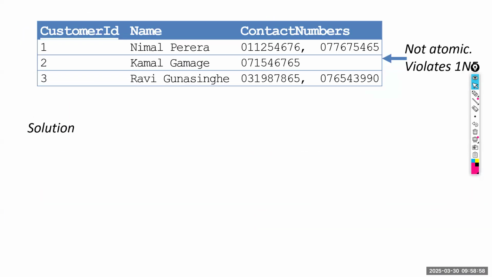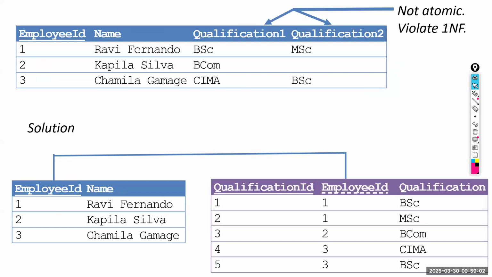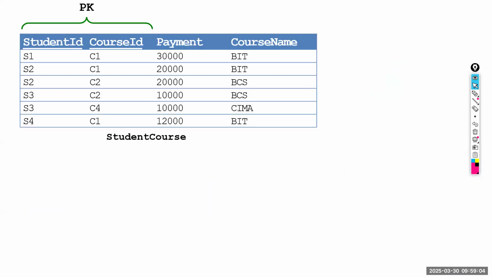Right, so let's take an example for second normal form. Say this is a table someone has designed, and it has a composite primary key, student ID and course ID combination, maybe a connecting table of many-to-many. And it has two more attributes, payment and course name.